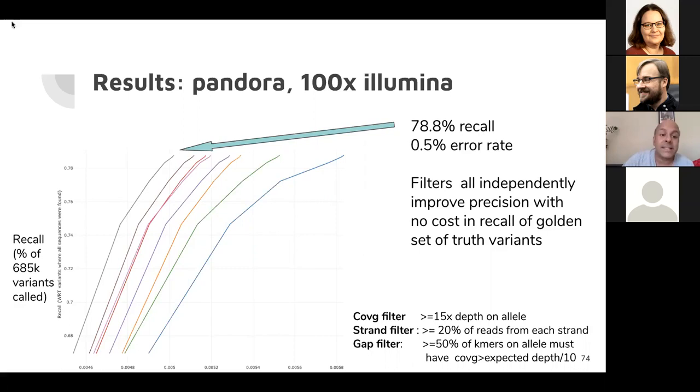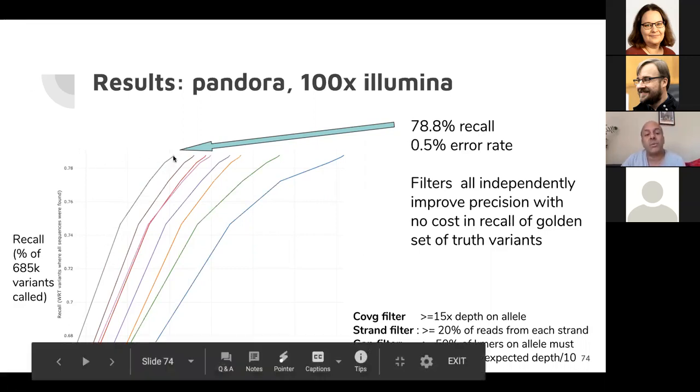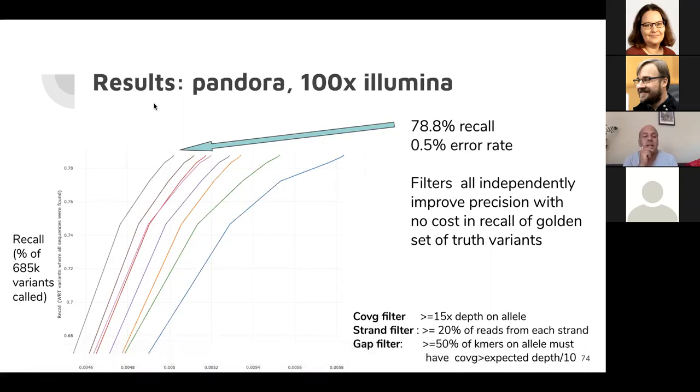And the reason there's a line is you can turn the dial on the genotype confidence for your SNPs. And the more confident you want the genotype to be, the further down the curve you move. You get more precise, but you have a penalty in recall. Okay, so that's sort of fine.